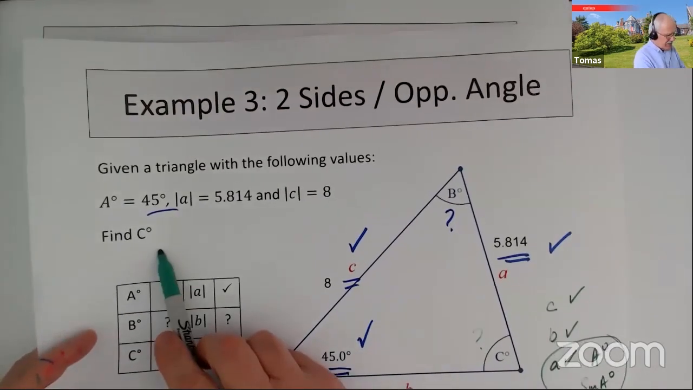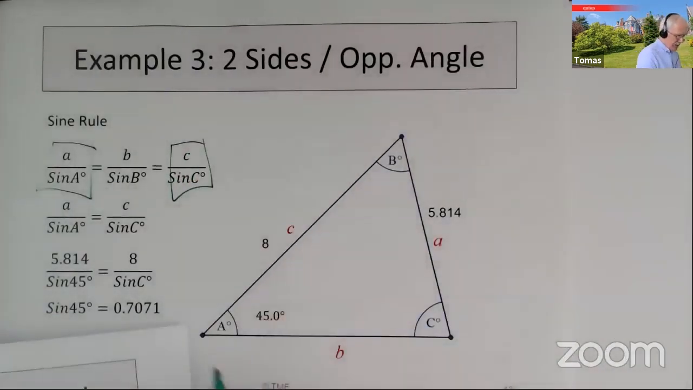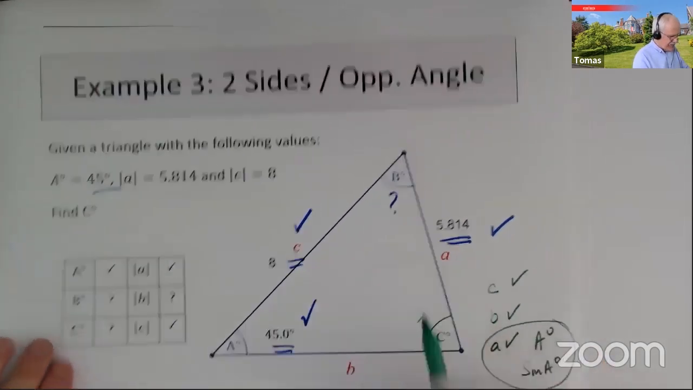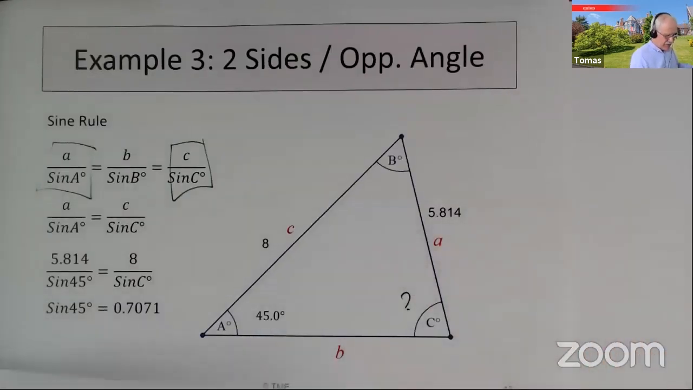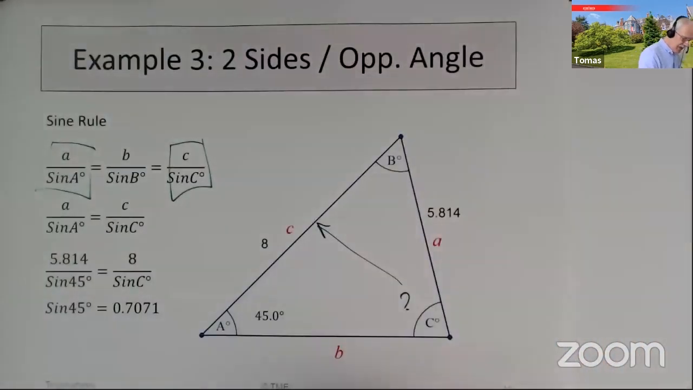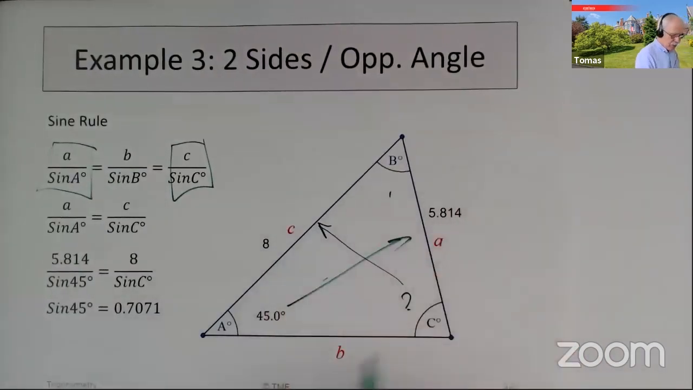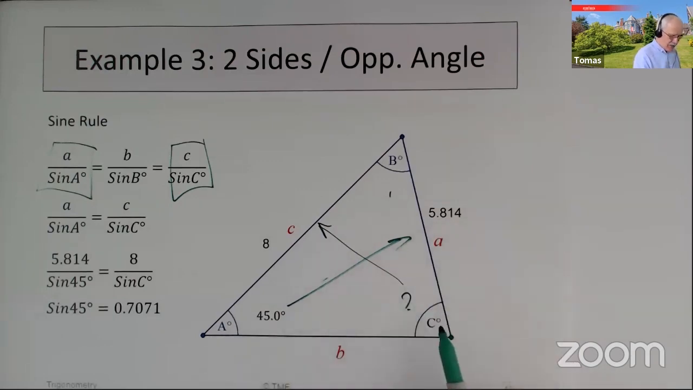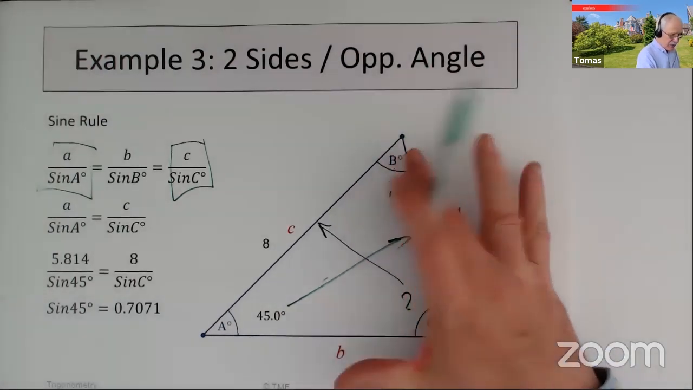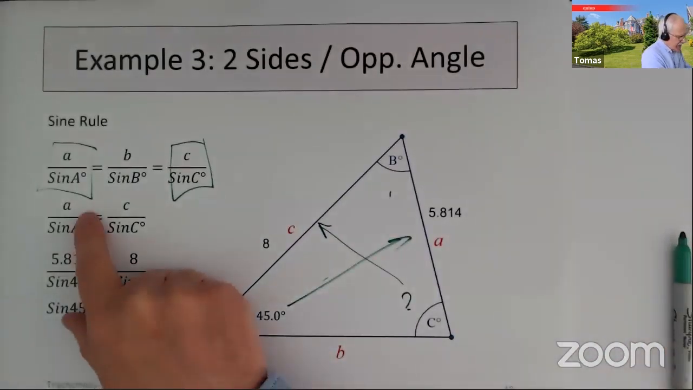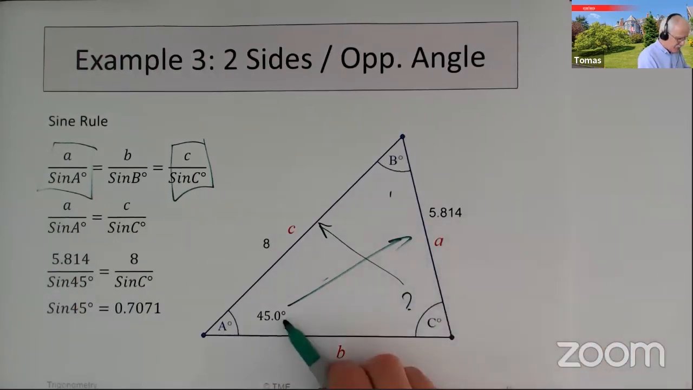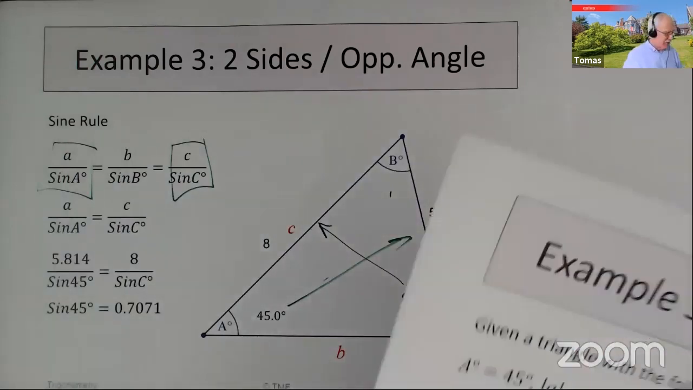And we're looking for the angle C, so we're interested in that. We're looking for that angle there. We have the length A and that angle A, and the angle C and that side. We know nothing about B and we're leaving it out. So A over sine A, that's 5.814 over sine 45, is the same as C over sine C. So give that a try for a minute.